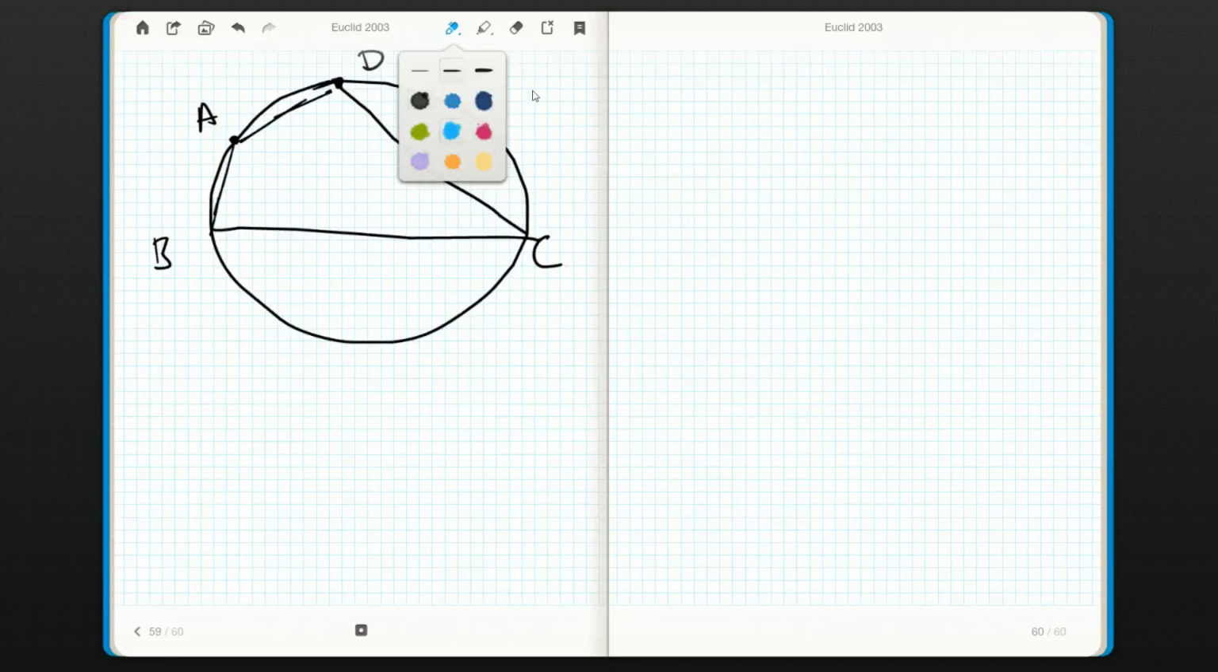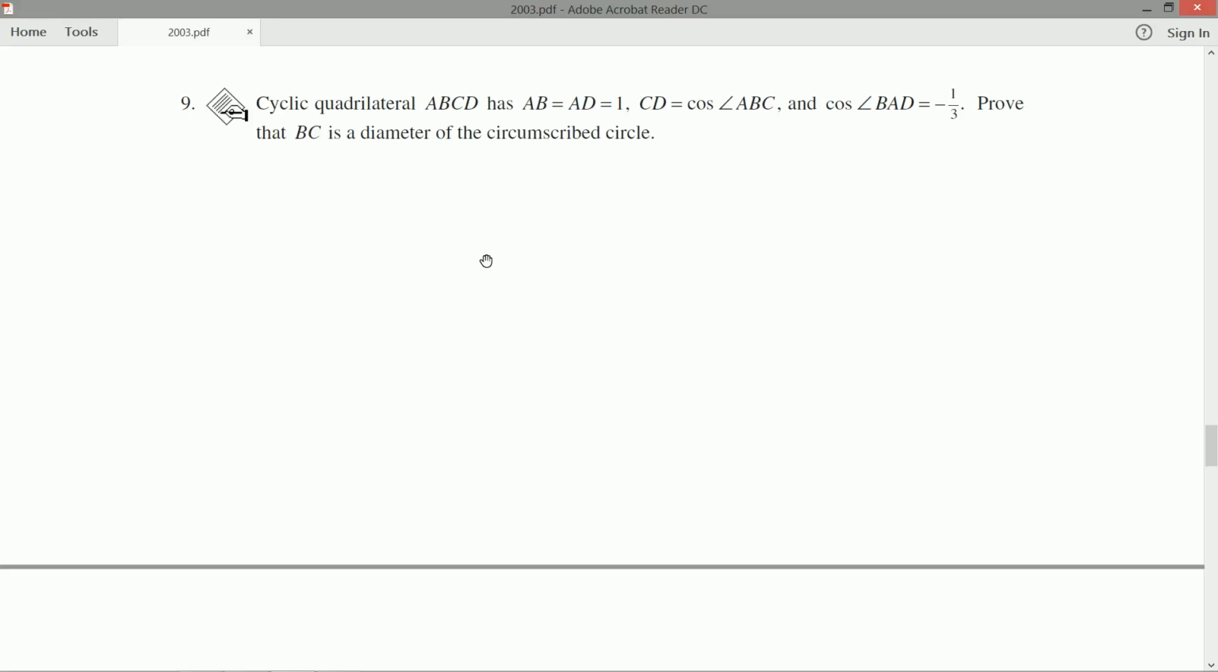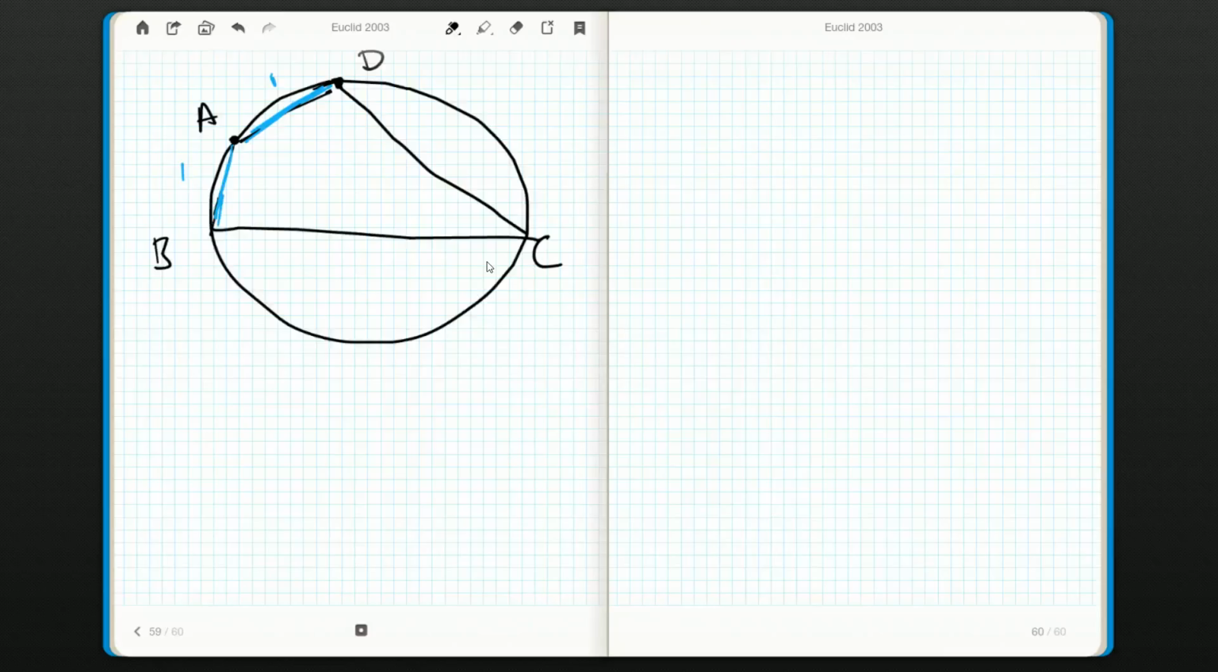Okay. So things to note, these are side lengths of 1. I want BC to be a diameter. It looks diameter-ish, but can we prove that? We were also told CD is the cosine of ABC. So maybe it's a good idea to draw that line right there. So this is going to be cosine of ABC. I still think that's really weird.